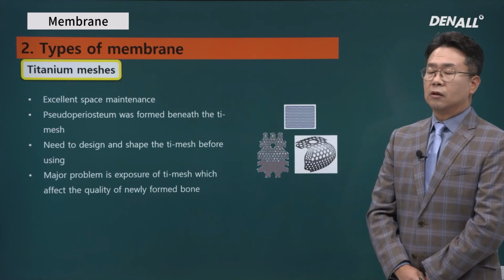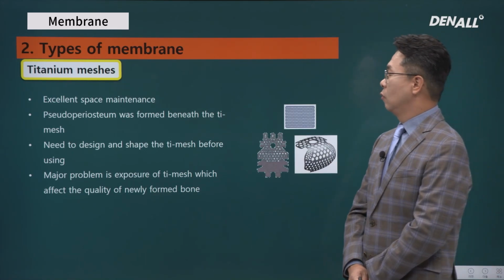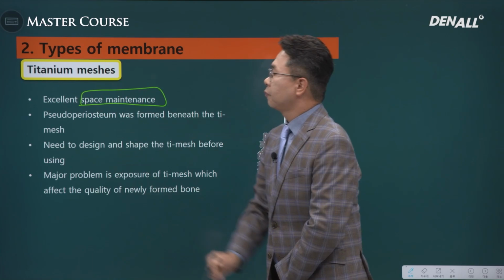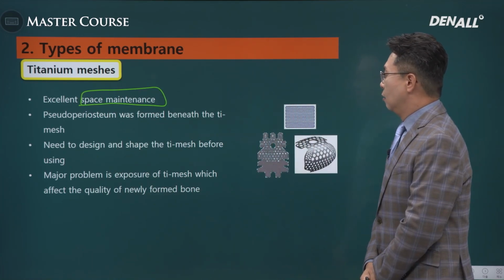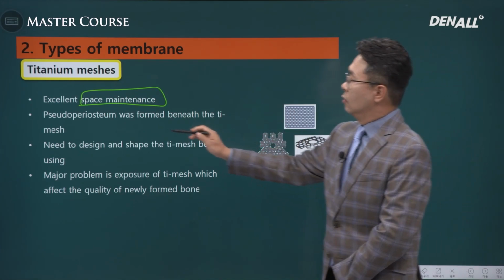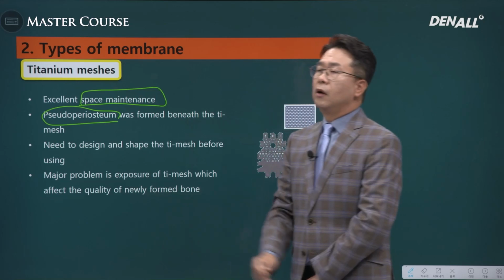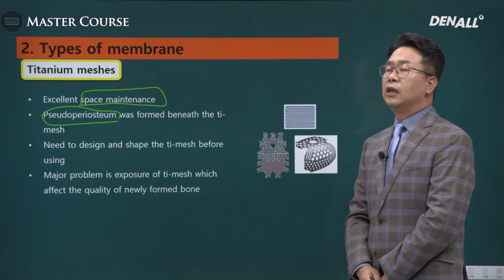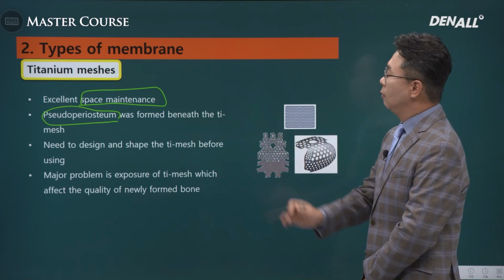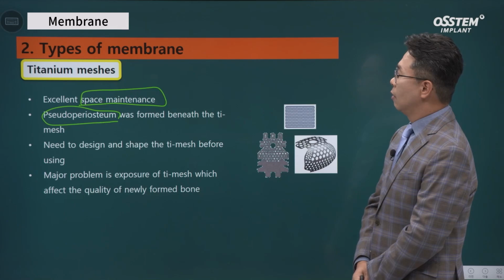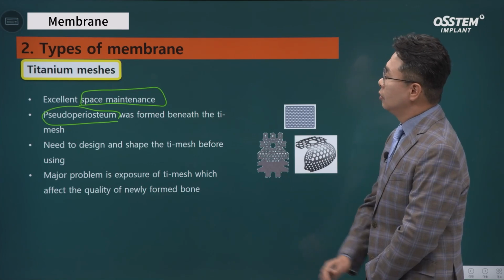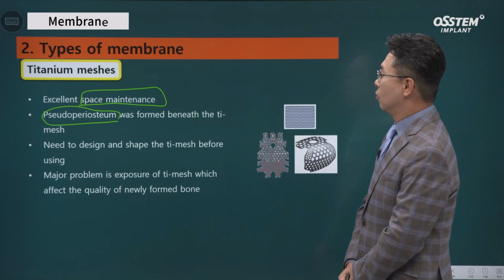Finally, I want to talk about the titanium mesh among non-resorbable membranes. More so than anything else, titanium mesh shows excellent space maintenance capability among non-resorbable membranes. Those of you who have used it will know about this, but below the titanium mesh, a pseudoperiosteum is formed. This is a tissue that is 1 to 2 millimeters in thickness that is not granulation tissue nor bony tissue. There are different opinions as to whether it needs to be removed or not. This topic will be addressed in the future.